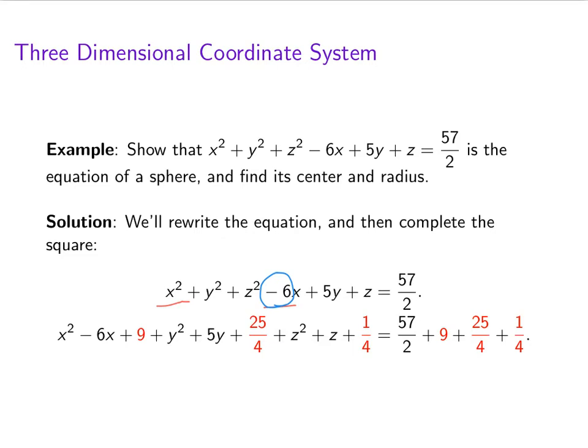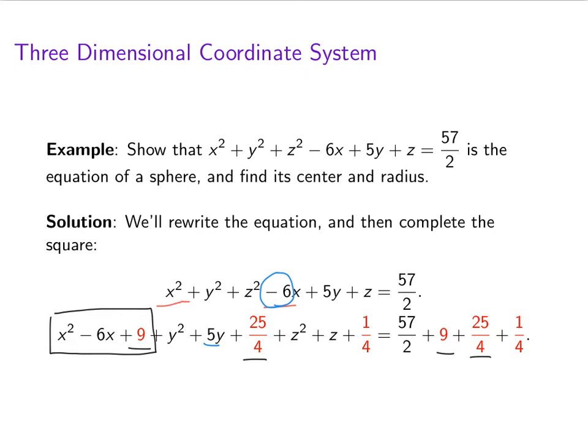So what you should see here is that we've added 9 to both sides of the equation because that completes the square on the x's. Let's see, where does 25 over 4 come from? Well, same way, we take the coefficient on the y, divide by 2, that gives us 5 over 2. Square that and we get 25 over 4. That has to get added to both sides, and so that's why you see a 25 over 4 over here.